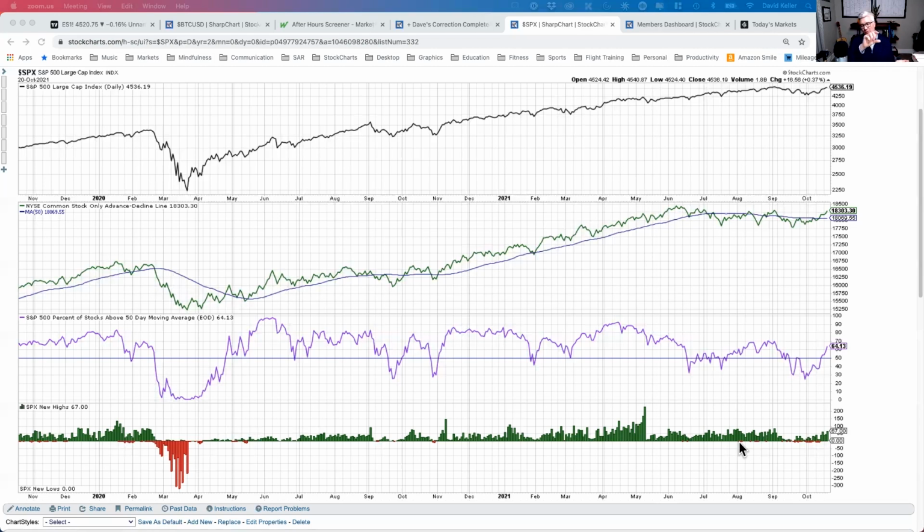A lot of stocks that had been working start to rotate lower, and it's just the defensive mega cap stuff that still continues to go higher.